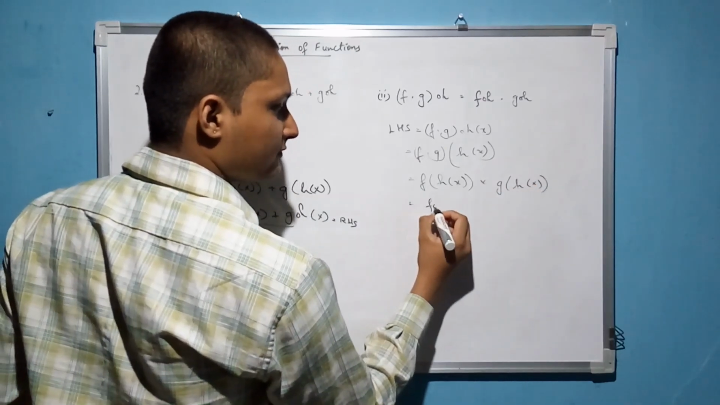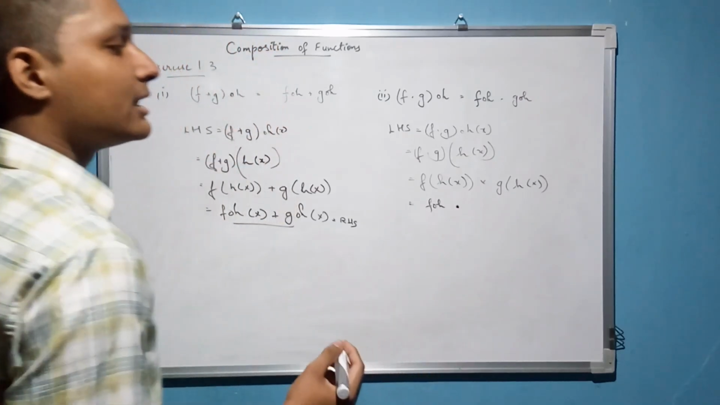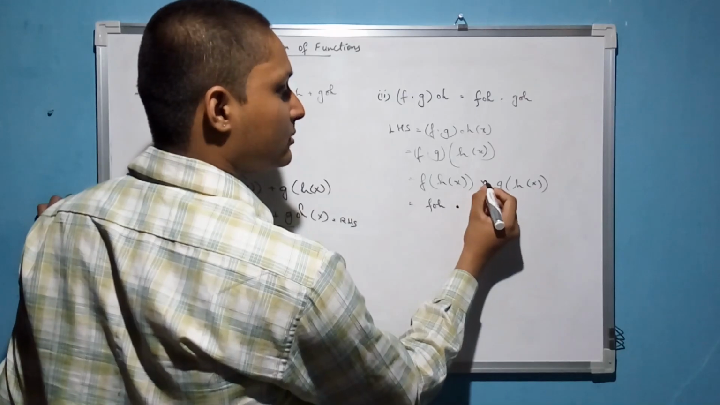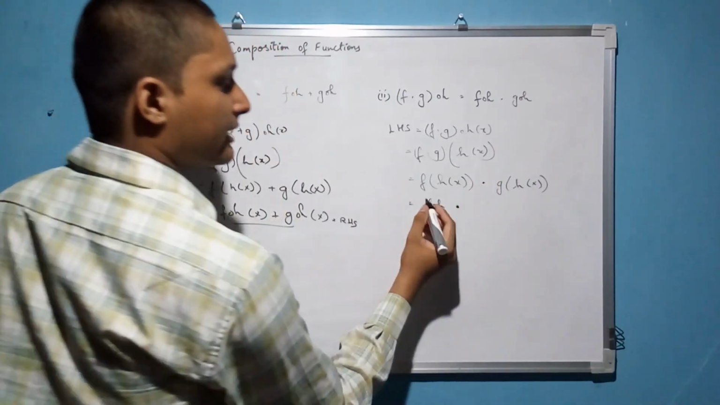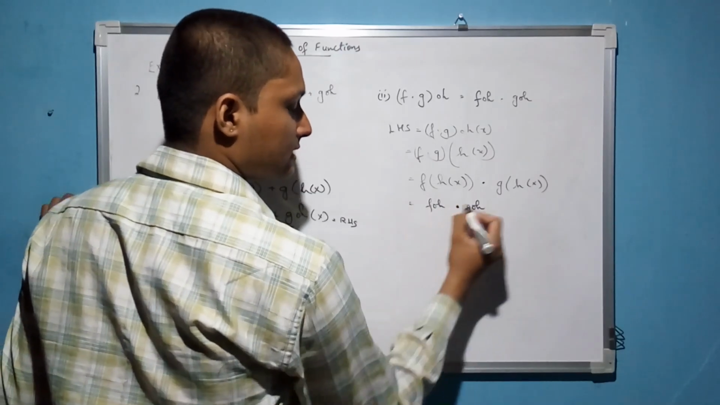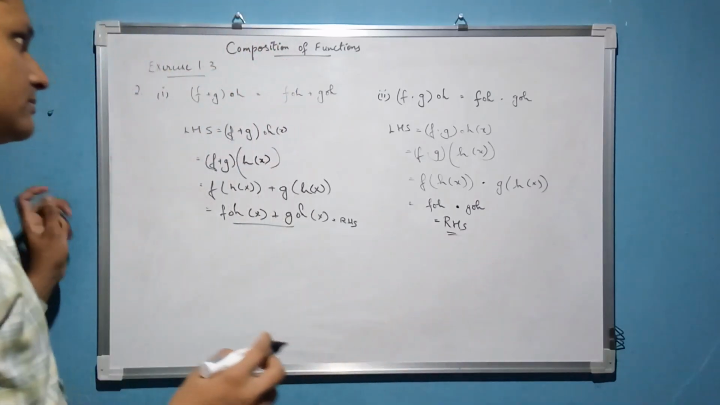That is equal to (f∘h) into, or let me write it as a dot, otherwise you will mistake it to be the Cartesian product or something. Let me write one dot here. (f·h) into (g·h). That is equal to the RHS. Hence you can prove both of these.